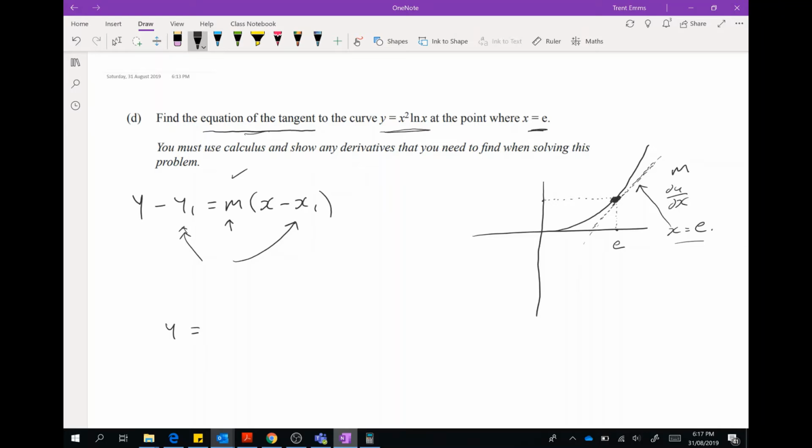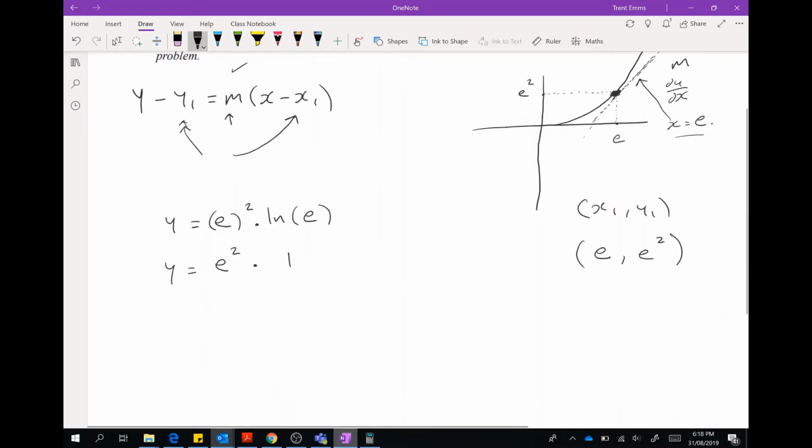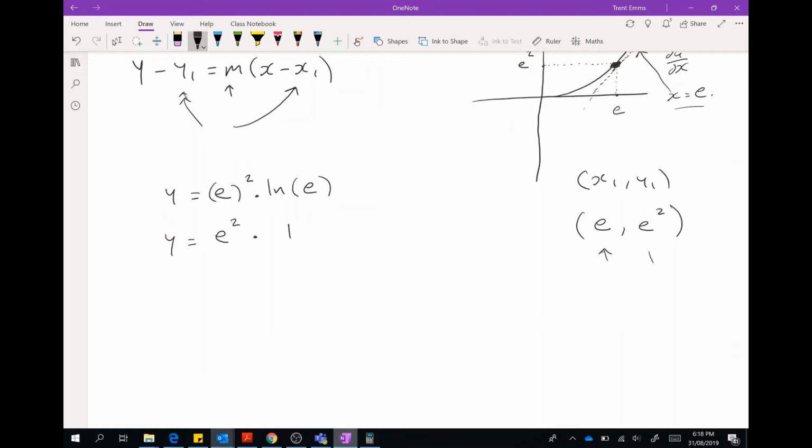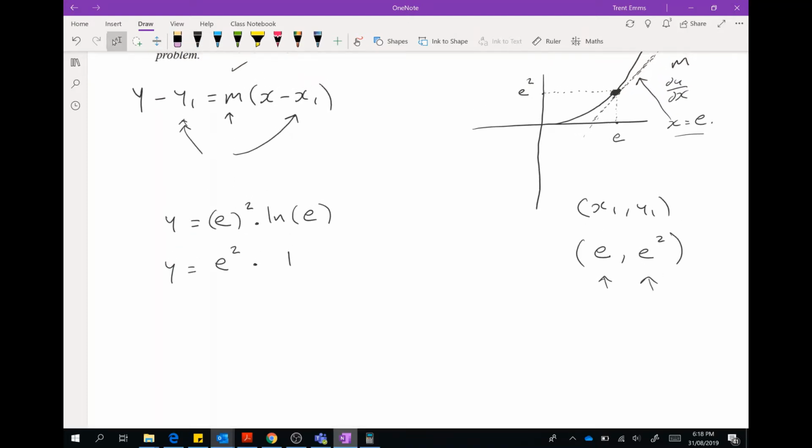Y equals, and I'm plugging in x as e, so I'm going to have e squared times natural log of e, which is going to give me e squared is just e squared, and natural log of e is 1, so times 1. So when x is e, this y coordinate is e squared. So our x1, y1 coordinate is e and e squared. And you can get these values out on the calculator if you want them in decimal form, but I'm just going to leave them in exponential form.